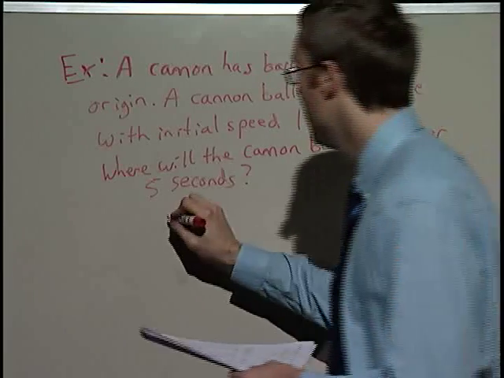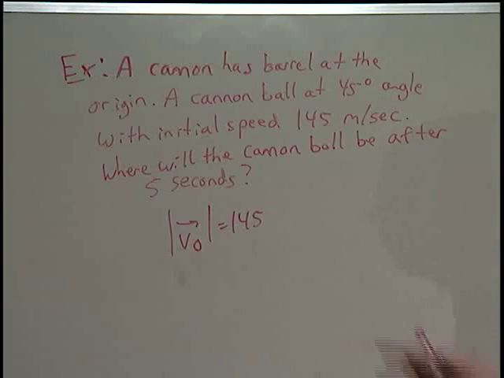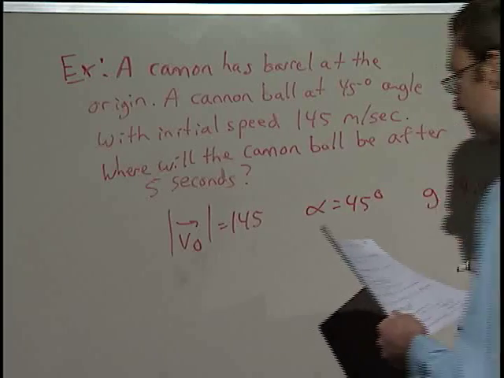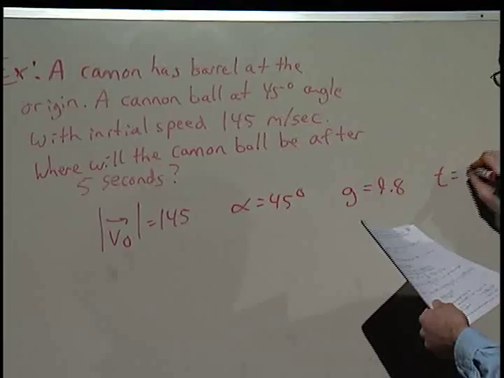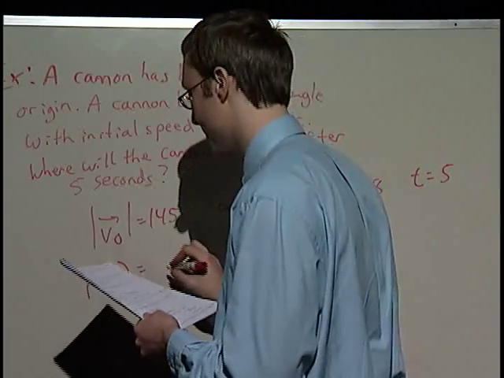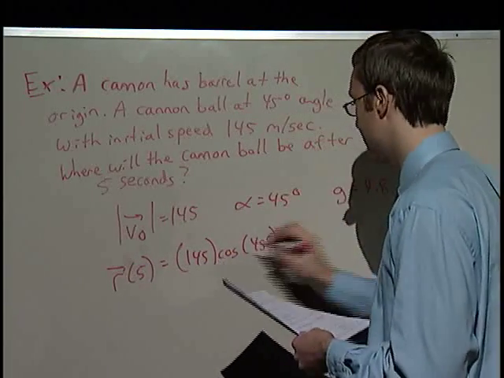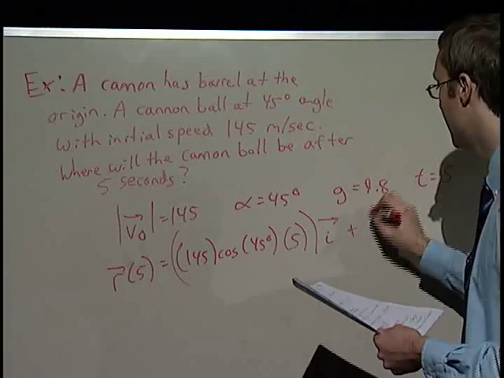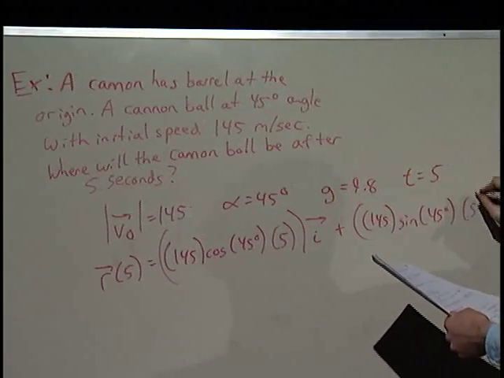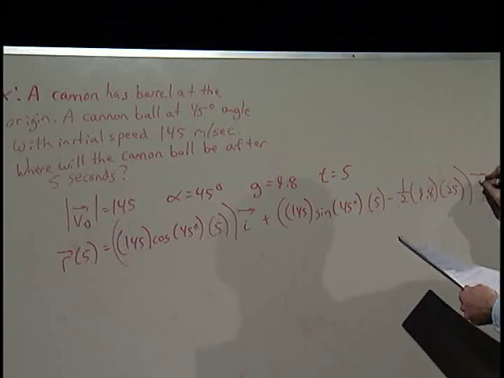All right, so, well, the length of V naught is 145. Remember, I don't care about the direction even here. The direction affects the angle certainly, but the length here is what I care about. The length is 145. The angle is 45 degrees. Gravity is 9.8. And t is equal to 5, right? Okay? So I care about position when t is 5. So I plug into my equations. I got 145 cosine 45 degrees times 5. That whole big mess is the ith component. And then in the jth component, I've got what? 145 sine 45 degrees times 5 minus 1/2, 9.8, and t squared over here. That whole big mess is the jth component, right?